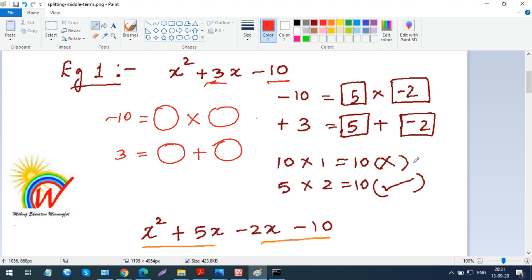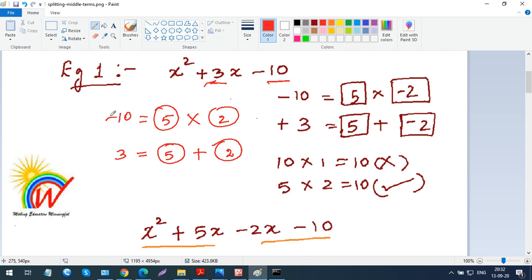Now 5 into 2 is 10. If I do 5 plus 2, I get 7, and 5 minus 2 gives you 3, right? So 5 minus 2 is giving me 3, so I will choose 5 and 2. Now, if I do 5 plus 2, I get 7, not 3. And 5 into 2 gives plus 10, not minus 10. So I should get minus 10.